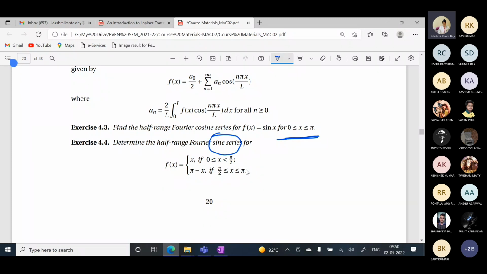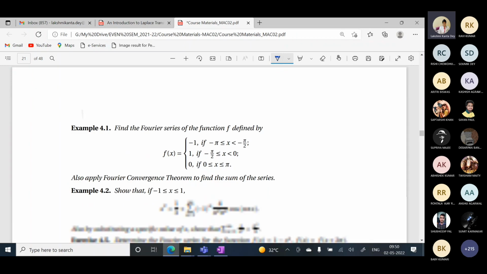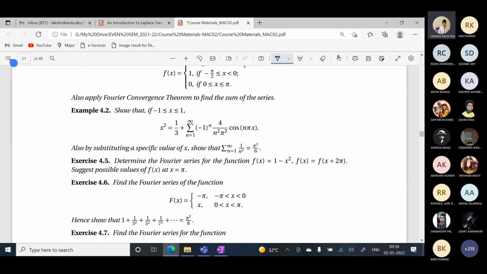If it is a sine series, then what do we have to extend? We have to extend oddly. If it is a cosine series, then evenly. Accordingly, the terms will be coming. Now, applying your Fourier convergence theorem, then we can say this.